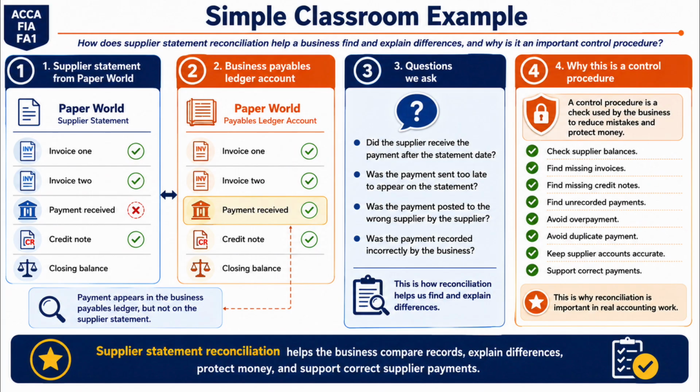Why this is a control procedure. Supplier statement reconciliation is a control procedure. A control procedure is a check used by the business to reduce mistakes and protect money. Supplier statement reconciliation helps the business check supplier balances, find missing invoices, find missing credit notes, find unrecorded payments, avoid overpayment, avoid duplicate payment, keep supplier accounts accurate, support correct payments. This is why reconciliation is important in real accounting work.